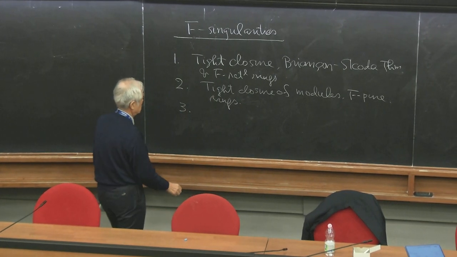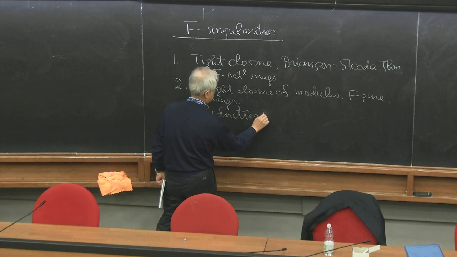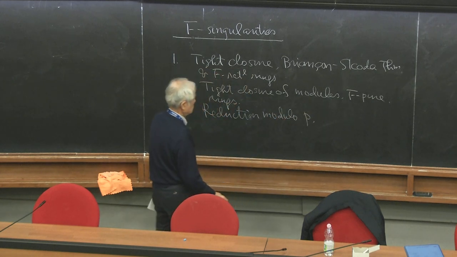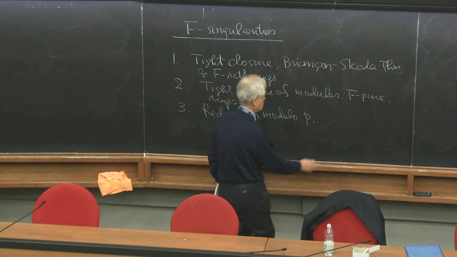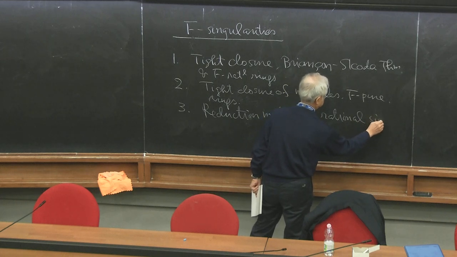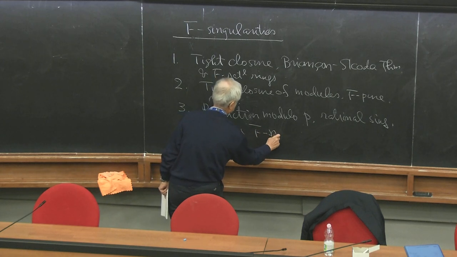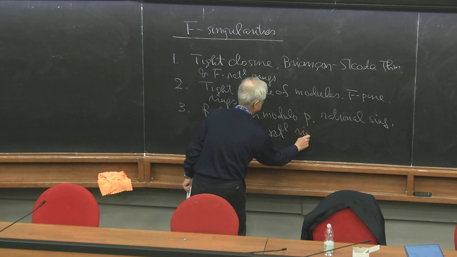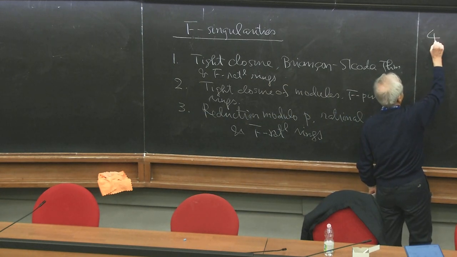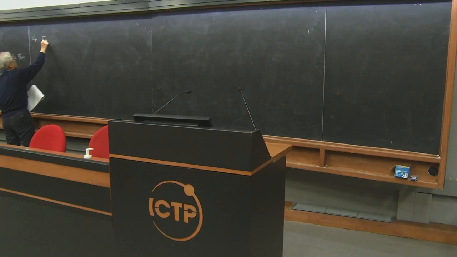Third, reduction modulo p, and rational singularity and rational rings. And so the fourth lecture is Frobenius splitting.